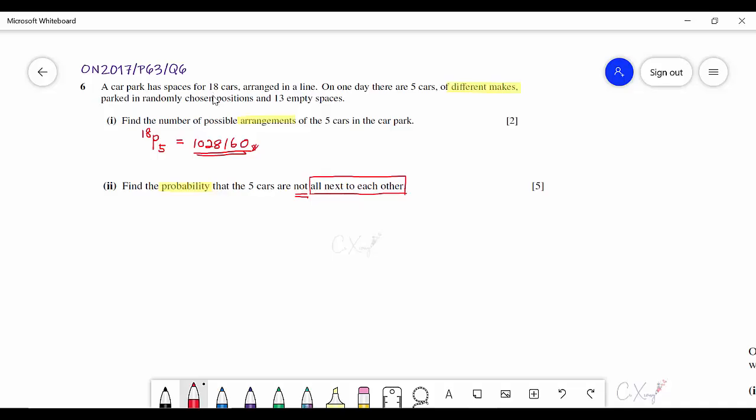So I will focus on all next to each other first. When we want to find out the number of arrangements for 5 cars all next to each other, how can we find it out? So, all next to each other.